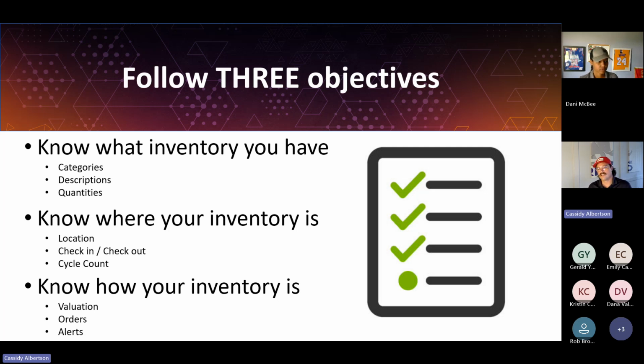And then finally, it's know how your inventory is. And this is really the reporting structure that we've got built into QuickTrack RFID. Knowing how your inventory is is just as important, because you need to know what the valuation of your products is, how many outstanding purchase orders you have versus how many sales orders you have, and then really being able to manage that with alerts, right? So we're talking about alerts on low stock, high stock, maybe delayed payment. A lot of those types of things are built into QuickTrack RFID.